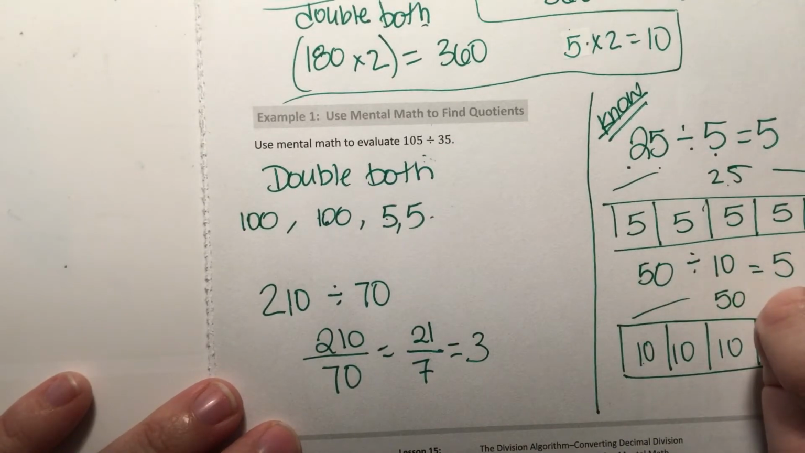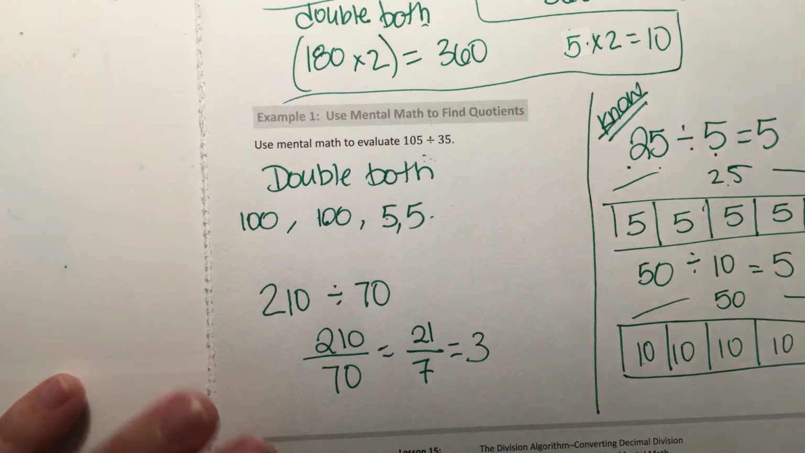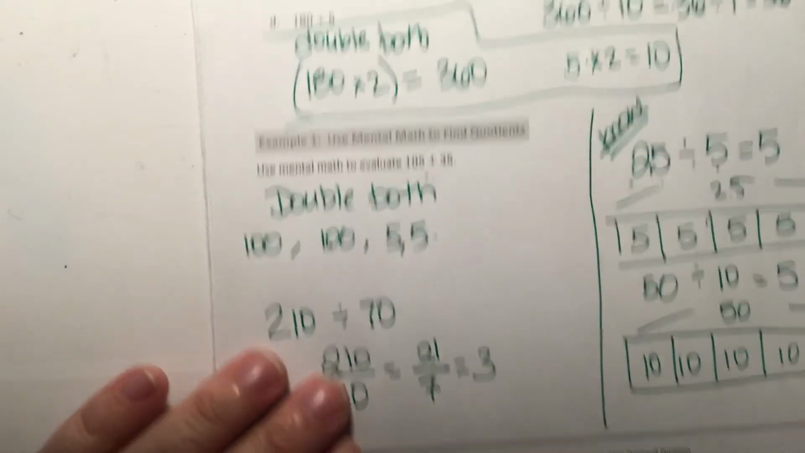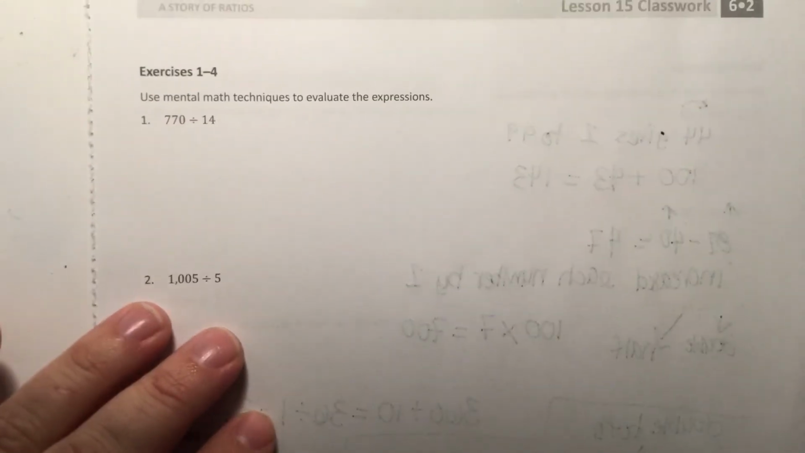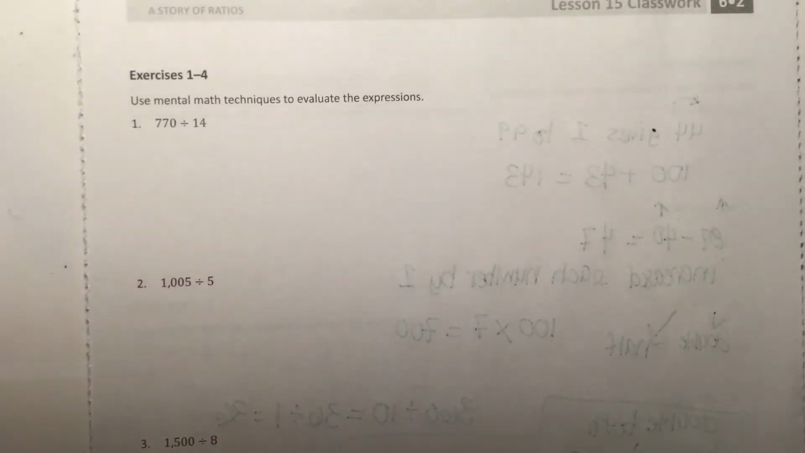Answer's 3. Okay? I'll go ahead and pause. You guys pause. I'm going to keep going, and we're going to do a couple of these mental maths, okay? Here we go. Mental math, like I said, scratch paper, okay? It's all about seeing your times tables. It's all about seeing patterns with numbers, okay? So here we go.